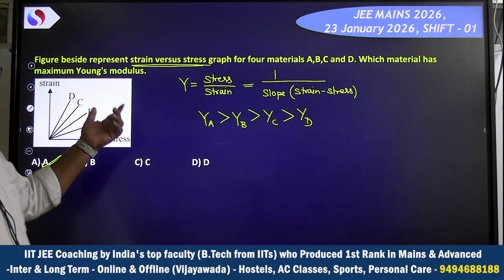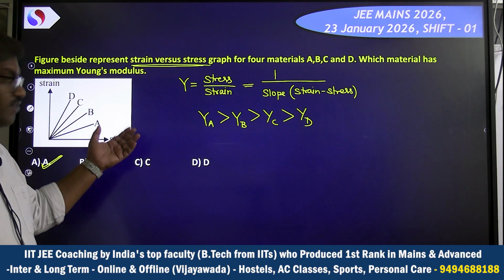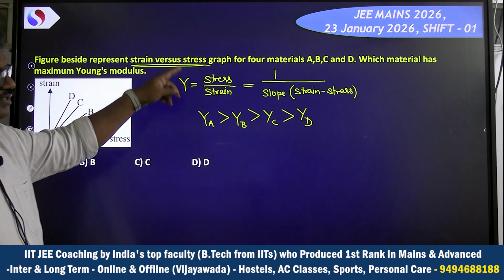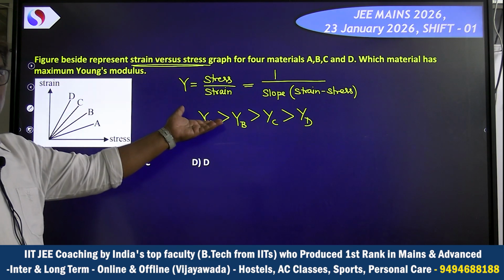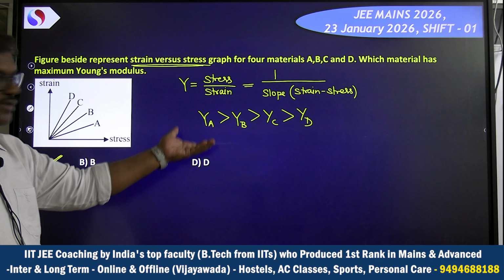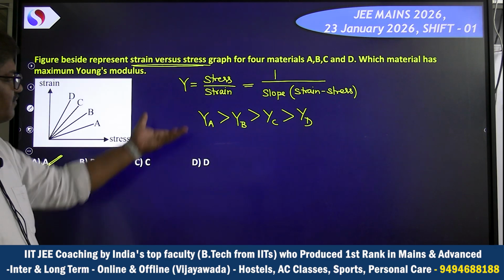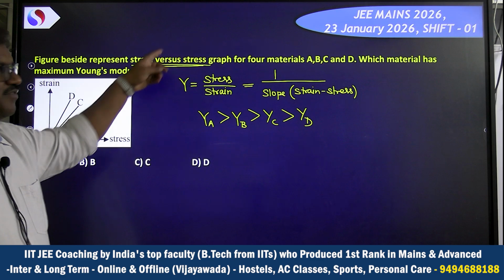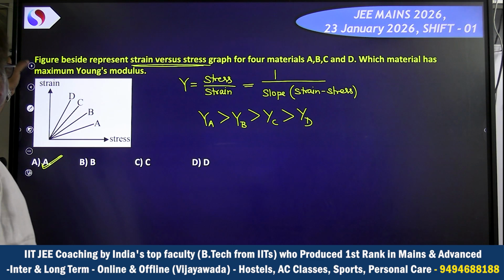Very simple, but yes, sometimes in a simple question students make a mistake. If you don't notice that this is a strain versus stress graph, unnecessarily you are going to lose super easy marks, which is 4 marks, which they just want to gift you. But you have to be careful while reading it, okay?